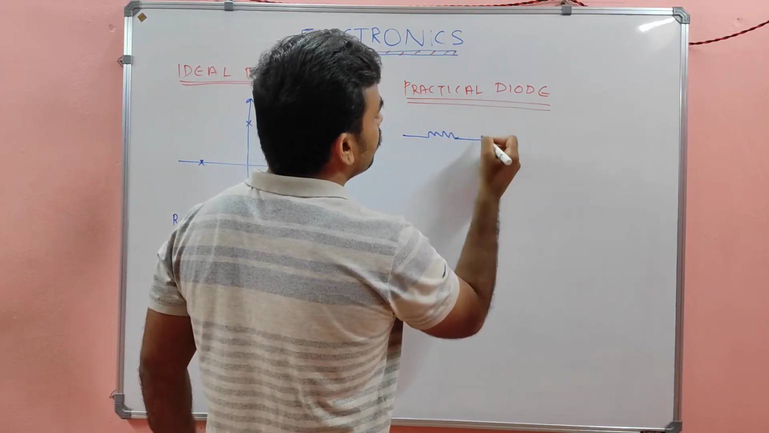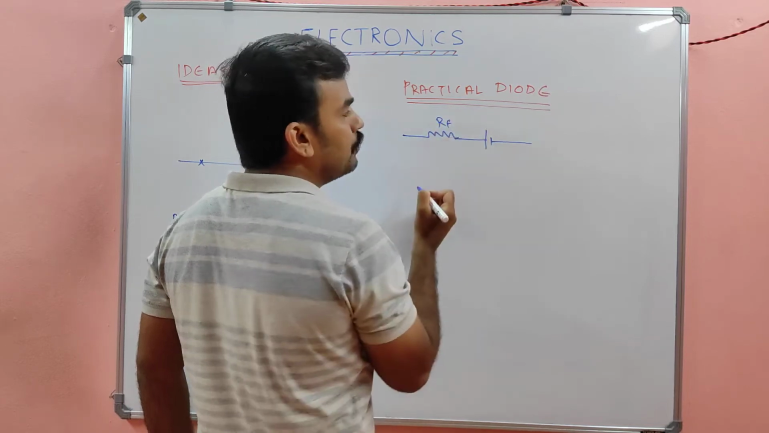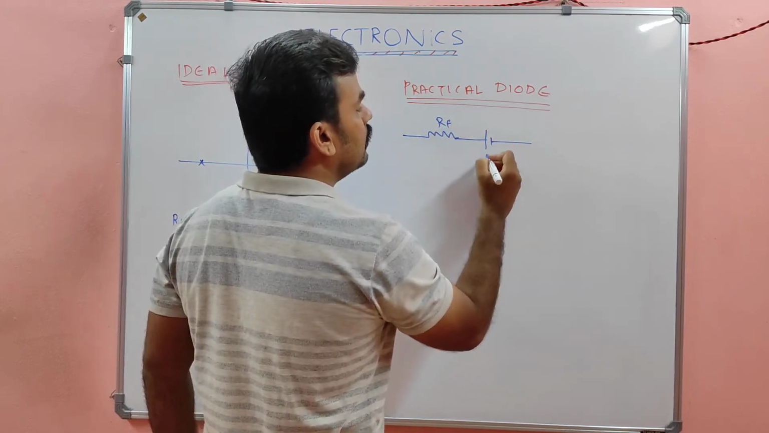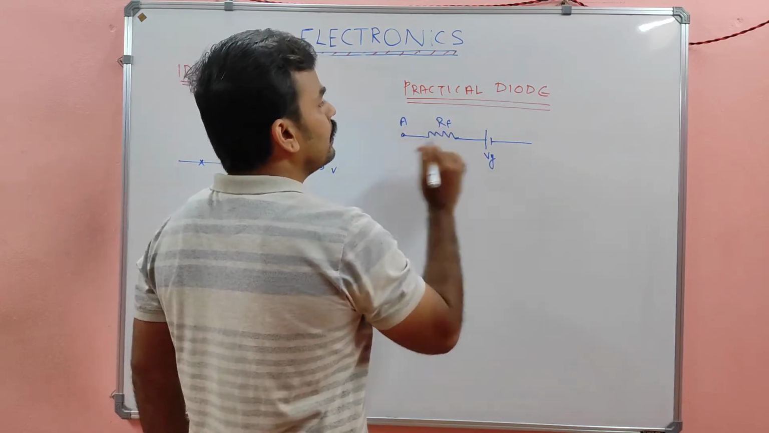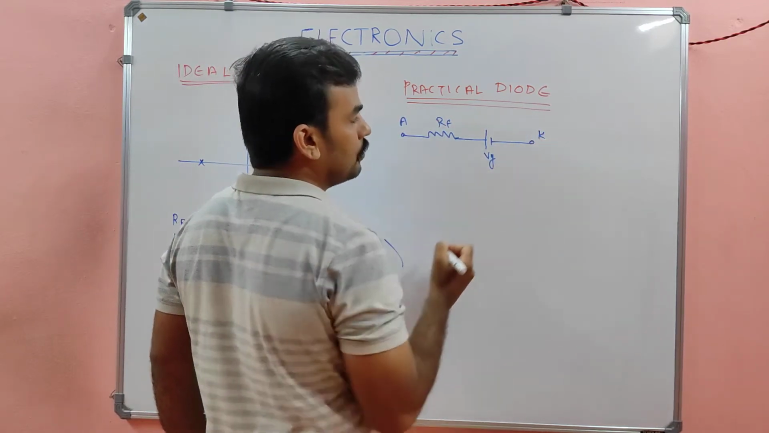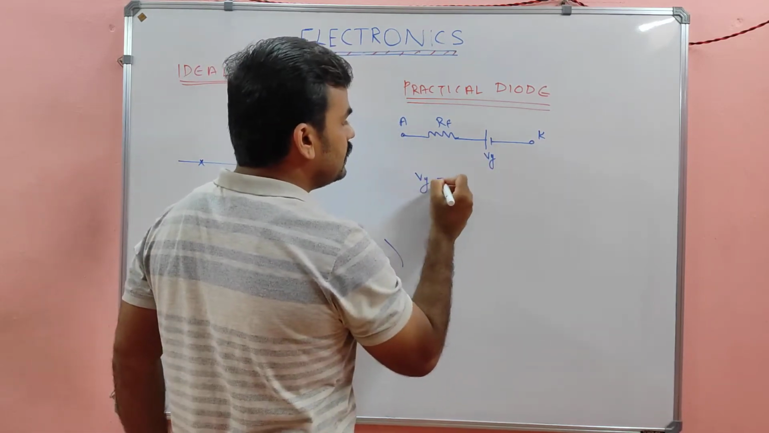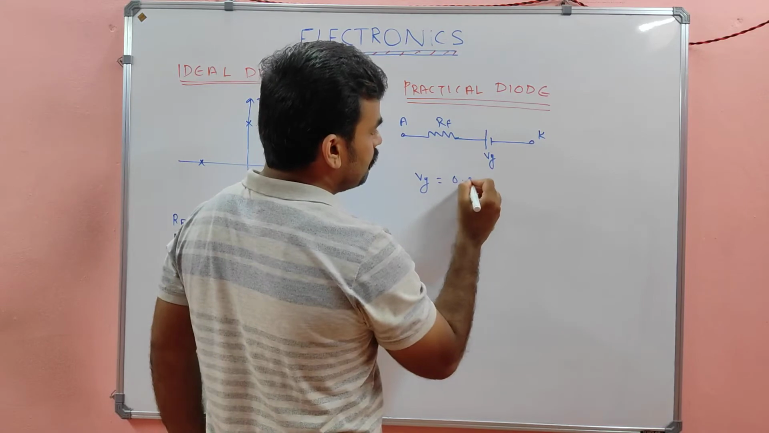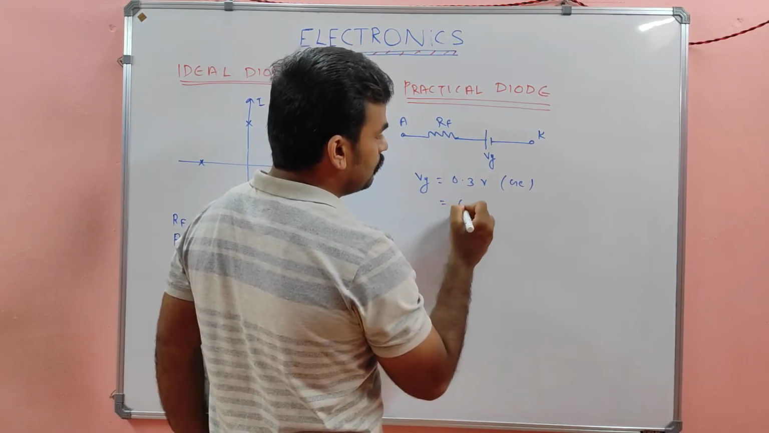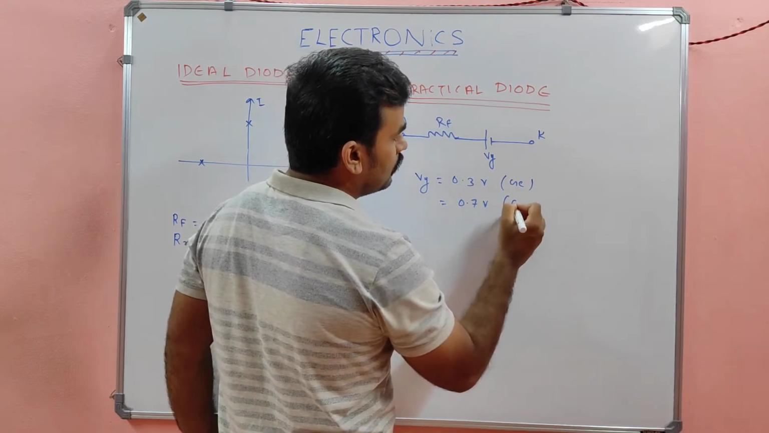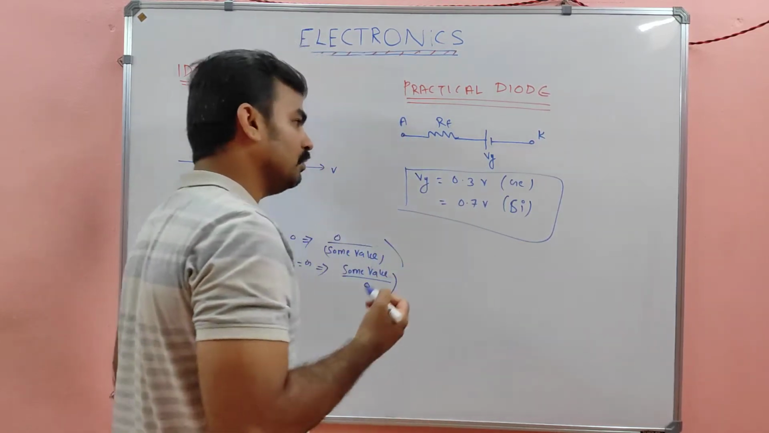So a practical diode, my dear, can be represented like a resistance and a drop. This is called the forward resistance and this is called the cut-in voltage. This is our anode and this is our cathode. Okay, cut-in voltage. This cut-in voltage Vγ is 0.3 volt for germanium and 0.7 volt for silicon. These things you have to note.